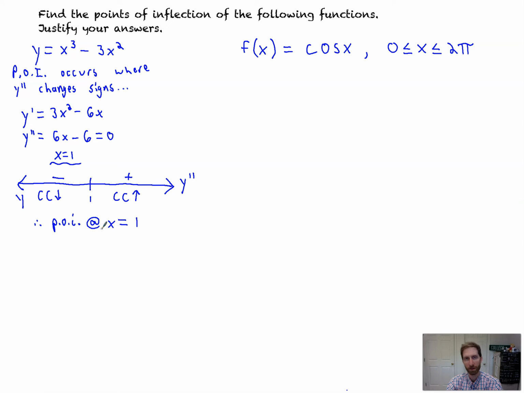But we need the point. So to get the point, the y value is needed. We'll plug that into the original curve. So I'm going to plug into y. That's not y times 1, that's y of 1. That's 1 cubed minus 3 times 1 squared. And that simplifies to 1 minus 3, or negative 2. So the point of inflection is at 1 comma negative 2. And again, we justify it by saying a point of inflection occurs where y double prime changes signs. This happens at x equals 1. So the point of inflection is at 1 comma negative 2. It's a beautiful thing, right?